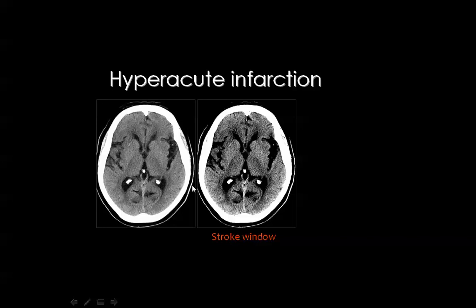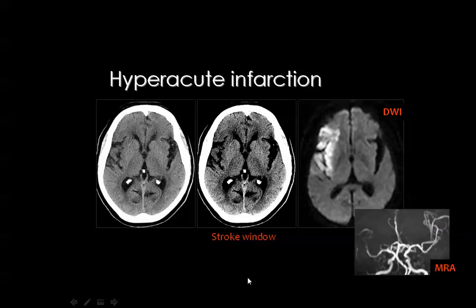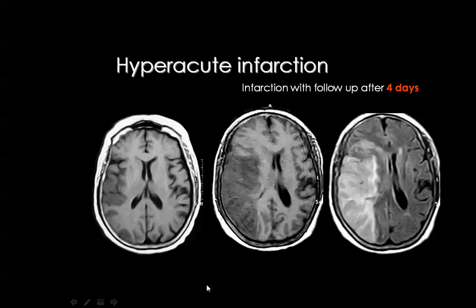These are the same images, but this is the normal or the usual window, and this is what we call the stroke window. I hope you can appreciate that there is some abnormal density in this area around the sylvian fissure, and this has been confirmed clearly by the diffusion weighted images, and you see this infarction around the insula. And by MR angiography, you can see the attenuation of the middle cerebral artery.